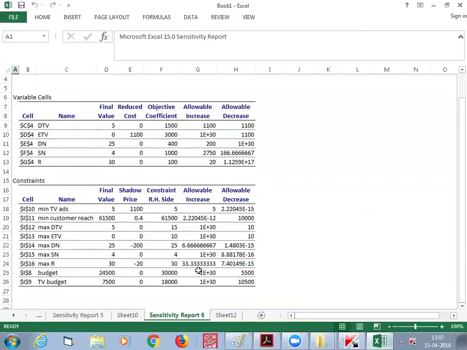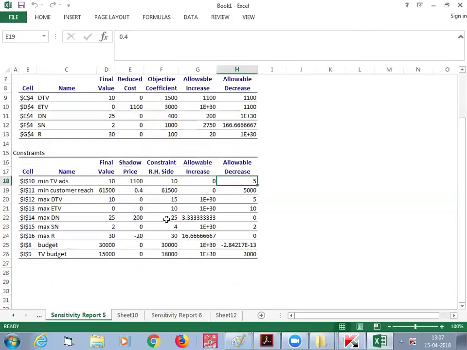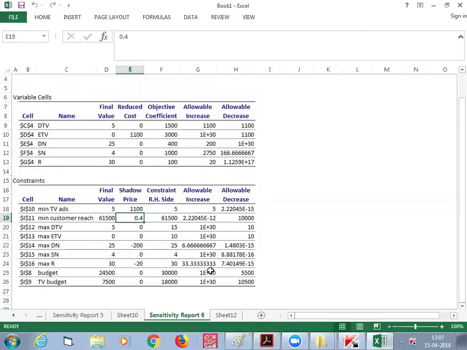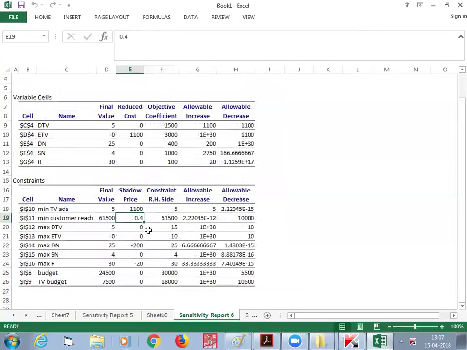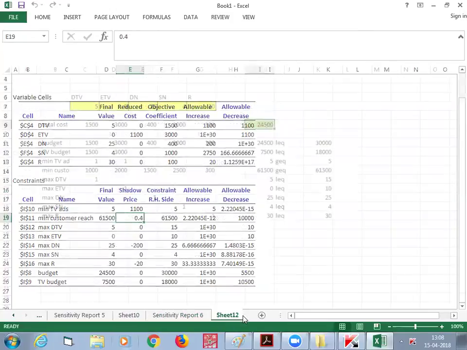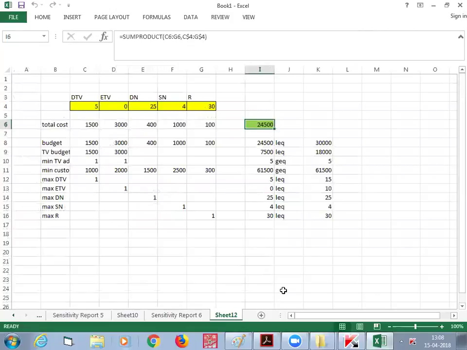Everything else is exhausted, and the dual values remain exactly the same. So this time, to reach one more customer, we have to spend 0.4. There, how much was it? Oh, that was also 0.4. So if I want to reach one more customer, the cost is 40 cents. I think the original dual one was 33. Here's 33 cents for 50,000. At the higher level, this is now 40.